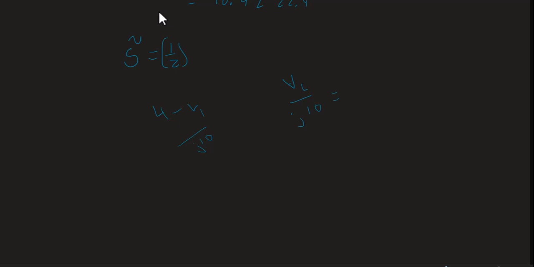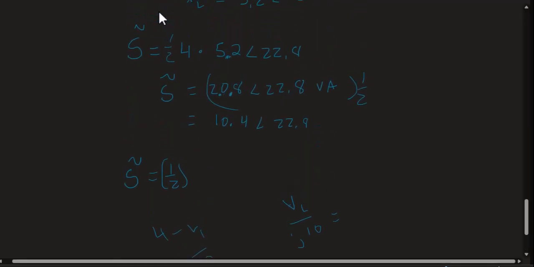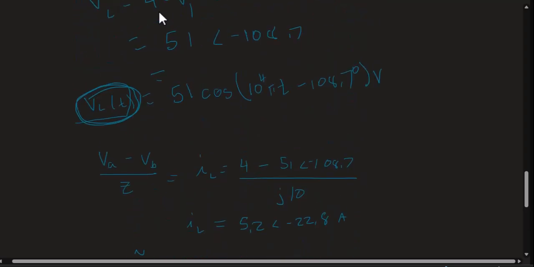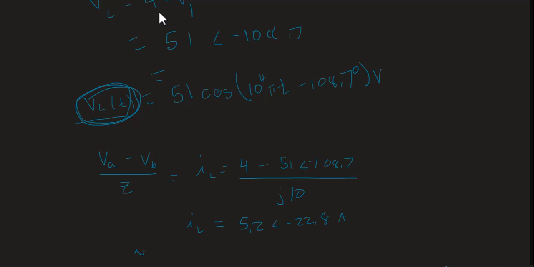And when you did that, what did you get? I didn't work into that. Oh, you told me I was wrong. Oh, well, you were not wrong. You were right, and I was wrong. So it should have been 51 angle negative 108.7 divided by J10, and that's 5.1 angle 161.3.